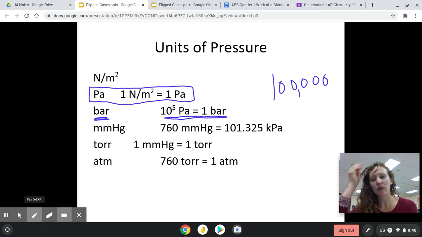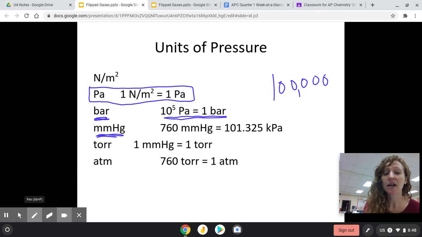Now, we don't use bars in chemistry a whole lot. You might see them if they're trying to get you to do a conversion problem or something like that. But bars are not very common in chemistry labs, but they're extremely common in nautical industries.